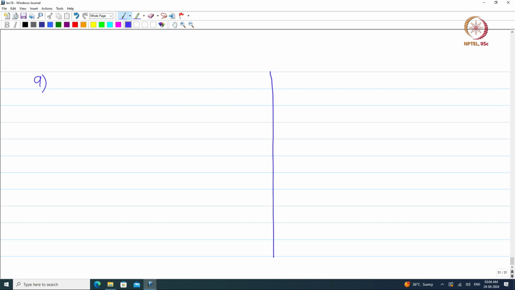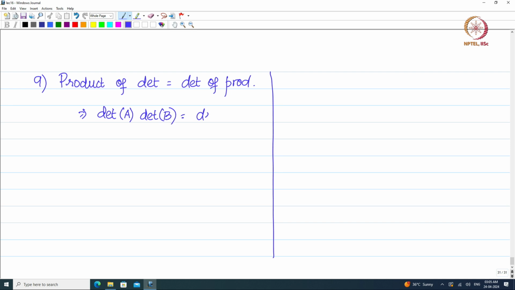However, the products, if you take, the products will be the same. So, the product of the determinants is equal to the determinant of the product. Now, what does that mean? We have determinant of A into determinant of B is equal to determinant of the product matrix AB, right. This is what it is.